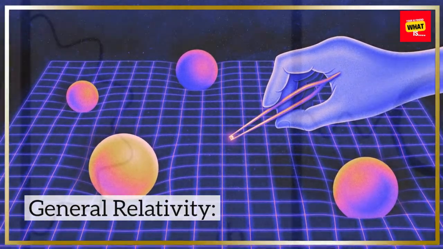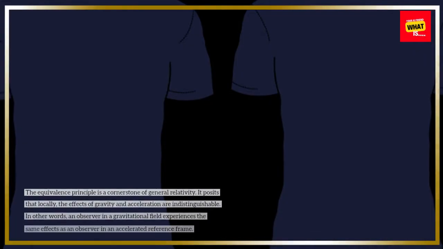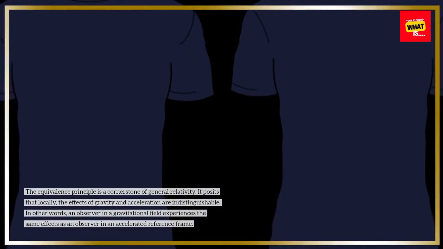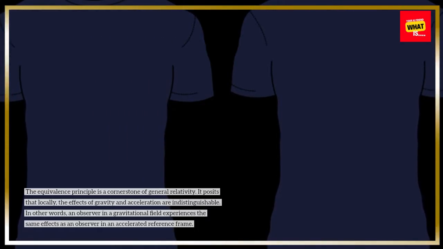General relativity. 1. Equivalence principle. The equivalence principle is a cornerstone of general relativity. It posits that locally, the effects of gravity and acceleration are indistinguishable.